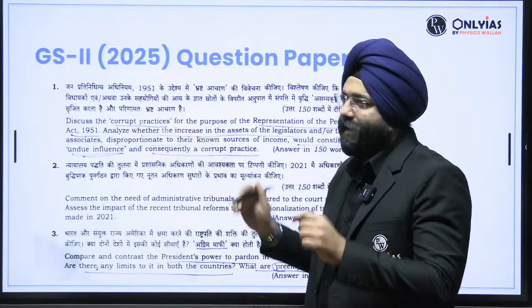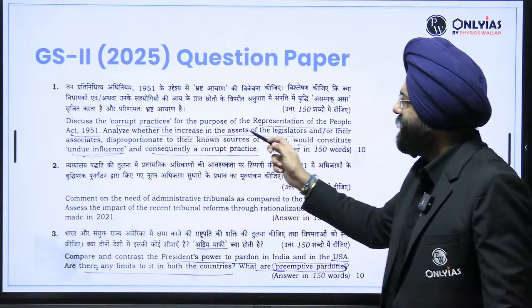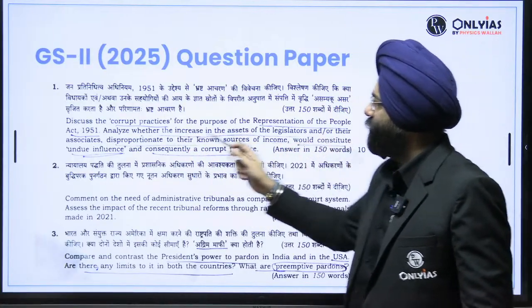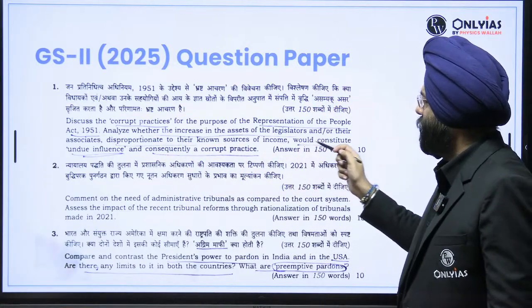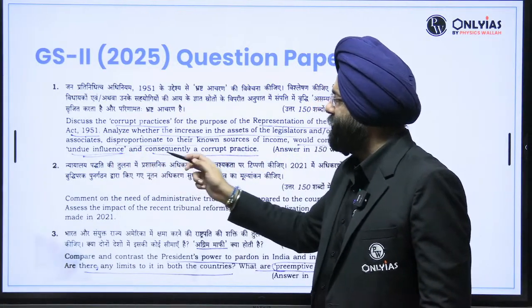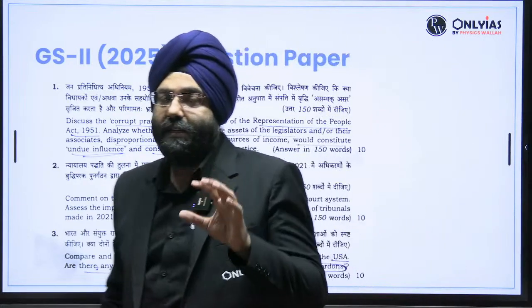So you had to basically describe which are the corrupt practices here, and analyze whether the increase in the assets of the legislature or their associates, disproportionate to their known sources of income, would constitute undue influence and consequently a corrupt practice. Now see, very important, you will realize this.